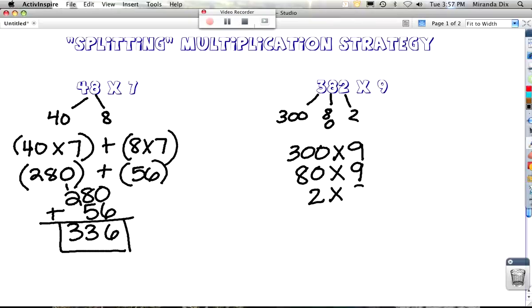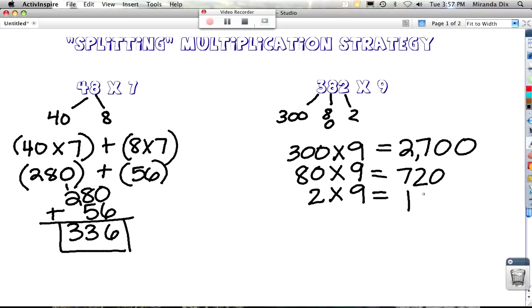So when I think 300 times 9, really in my head, I'm saying what's 3 times 9, and then I'm going to stick those 2 zeros on at the end of my answer. I know that 3 times 9 is 27. There are 2 zeros in 300, so I'm adding 2 zeros to my product. 80 times 9, again I'm thinking what's 8 times 9, 72, and then I'm going to put that extra 0 on at the end, and then 2 times 9 is 18.